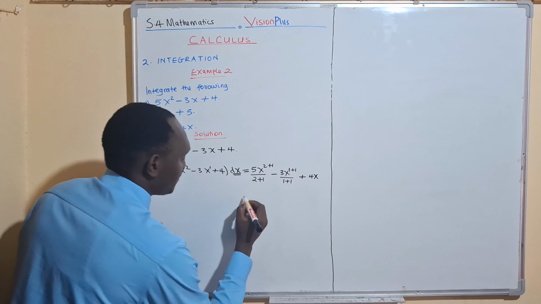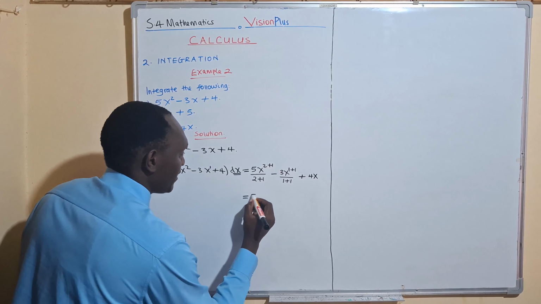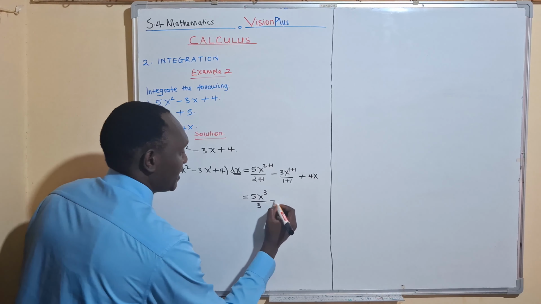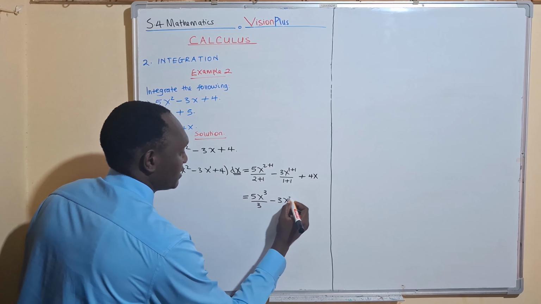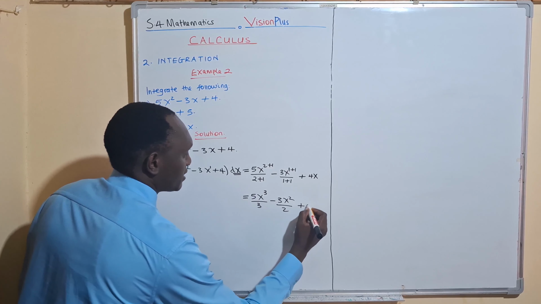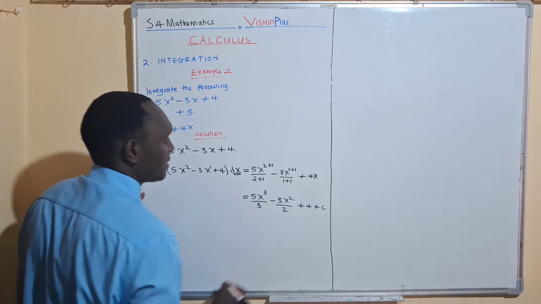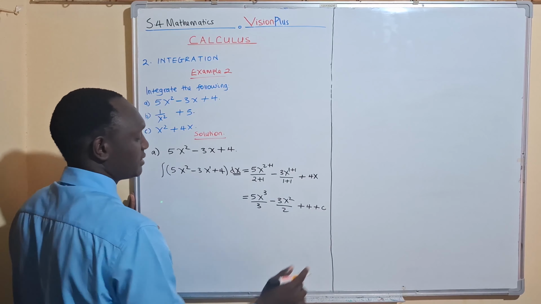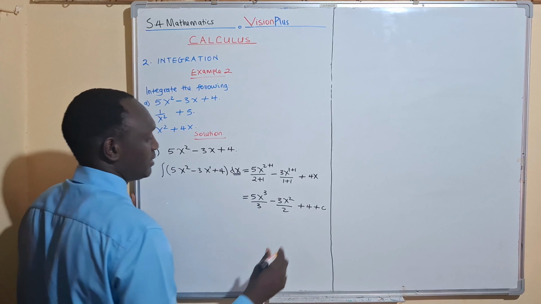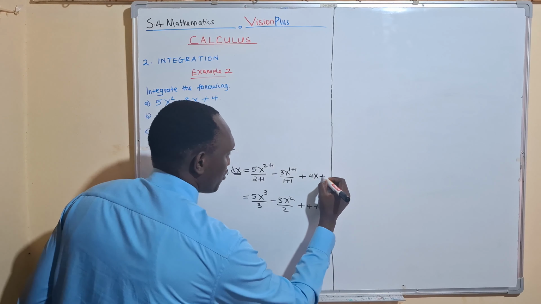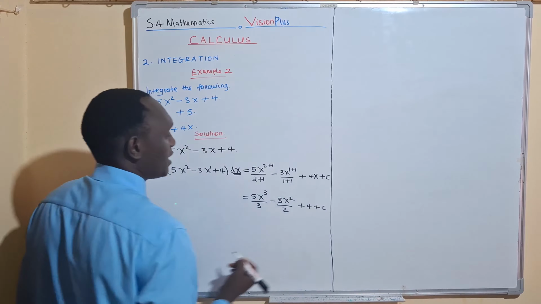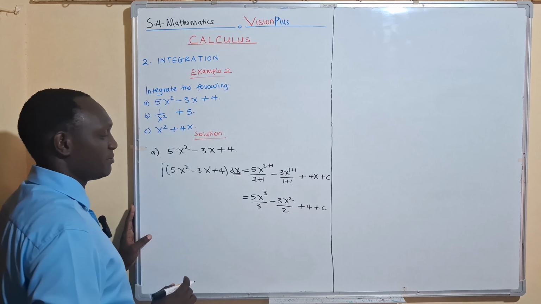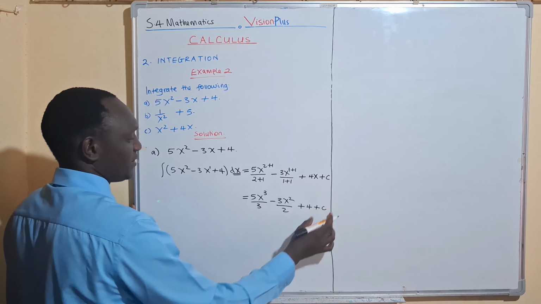After this, now we simplify. We shall have 5x cubed out of 3 minus 3x squared out of 2 plus 4 plus c. Remember that constant of integration. The moment you forget it, you'll miss a mark or no mark at all. So at any point, always put c as long as there are no limits. So I forgot to add c there, but that is very important. Plus c, even here plus c.